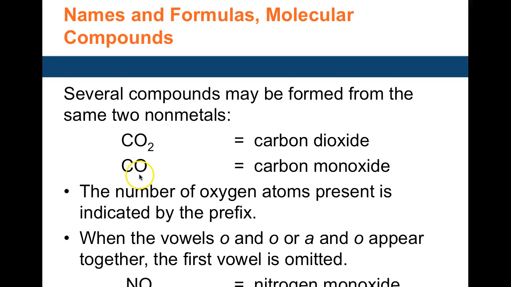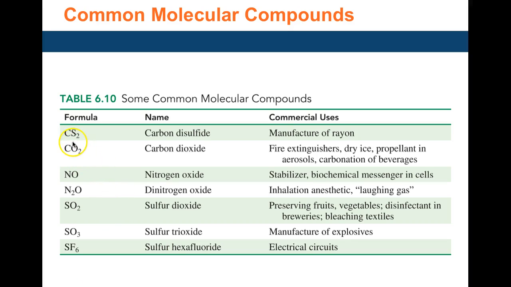So this is carbon monoxide, and you don't have to have 2 O's. It's kind of conjoined together here like so. So it's monoxide. Carbon dioxide, all right? NO would be nitrogen monoxide, and so on. Okay. So this is carbon disulfide, nitrogen oxide or nitrogen monoxide, sometimes they call it. Its common name is also nitric oxide. Dinitrogen oxide, sulfur dioxide, sulfur trioxide, sulfur hexafluoride, and so on.